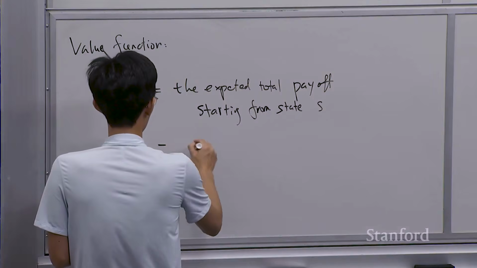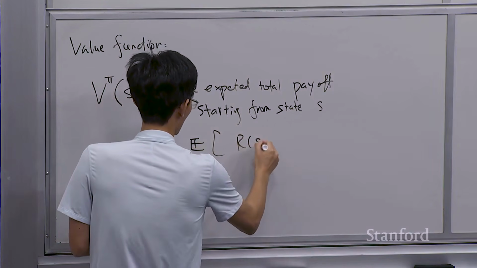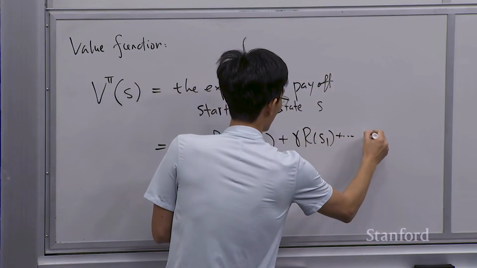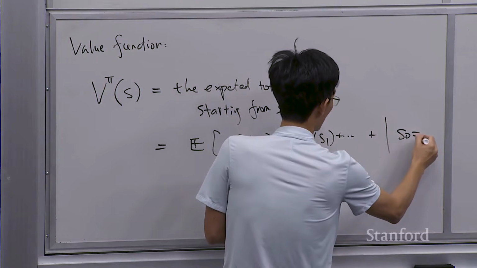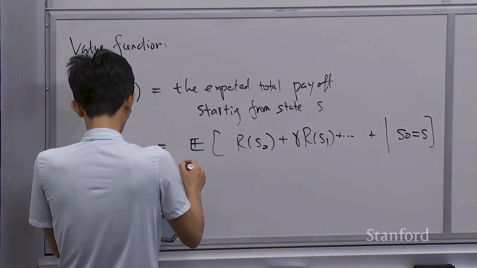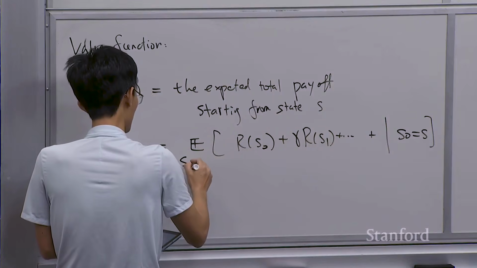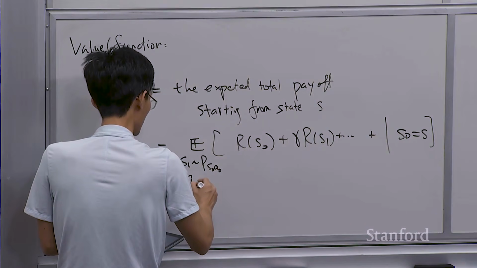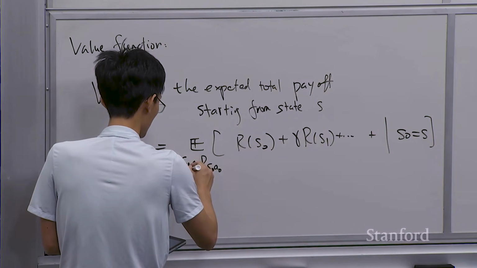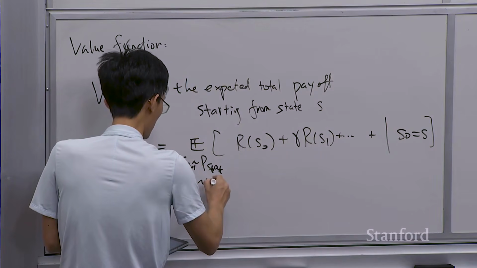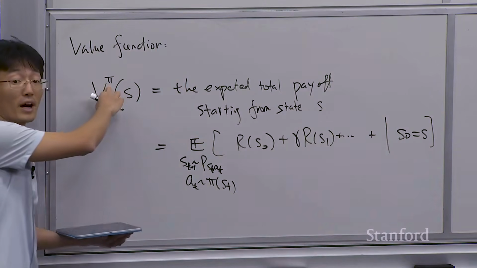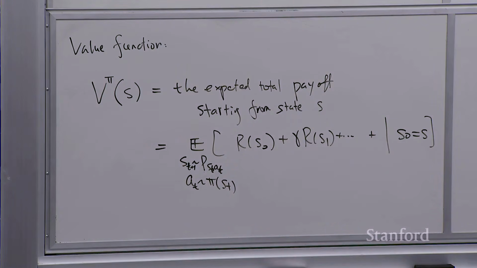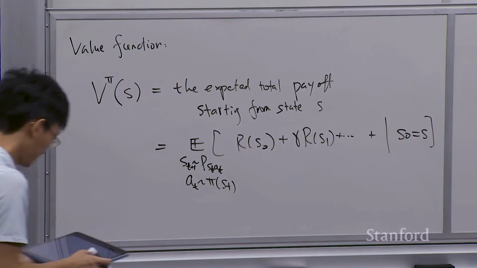Mathematically, you write this as the expected return conditioned on the initial state being equal to S. And also, how do you draw the random variables? S1 is drawn from P_{S0 A0}, and the action A_t is drawn from policy pi. That's why there is a superscript pi here. So I'm describing the expected return for this policy starting from the state S. It's just a definition.